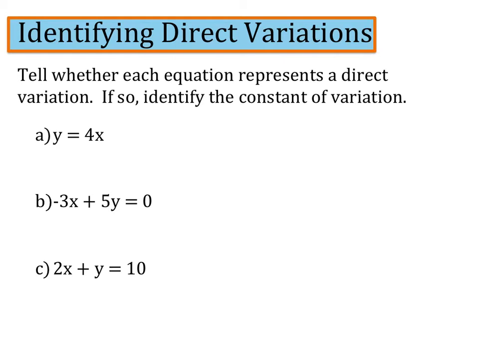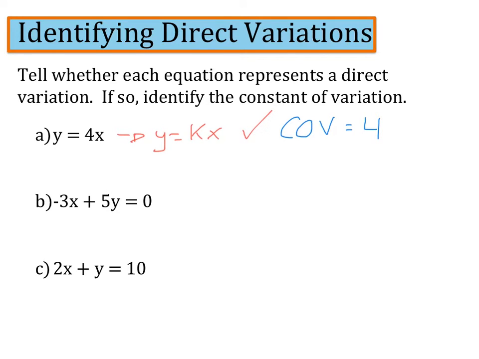Let's look at some examples of different linear equations and determine if they can represent a direct variation. And if they can, let's identify the constant of variation. For example A, we have y equals 4x. You can see that this falls into our form of y equals kx. So this equation can represent direct variation, and the constant of variation, or COV, here is 4.